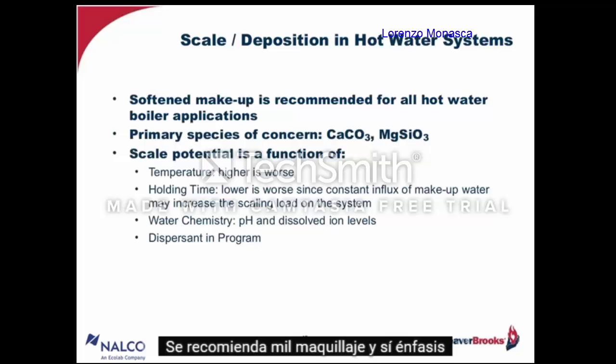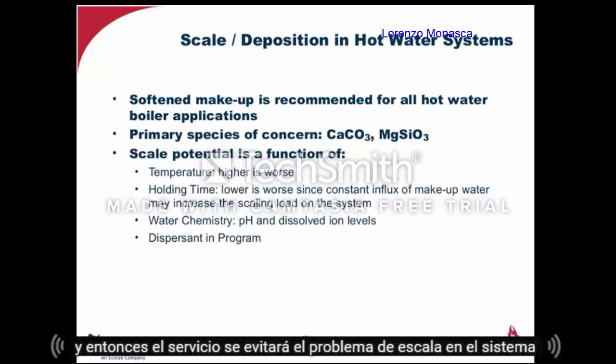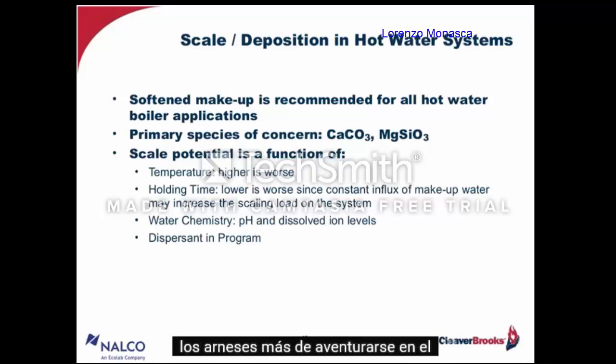So softened makeup is recommended, and again, emphasis on makeup. Softened makeup is recommended for all hot water boiler applications, and that's so that you avoid the problems of scaling in these systems. The more makeup that you have to the system, the more important it is, because the more hardness is entering into the system.